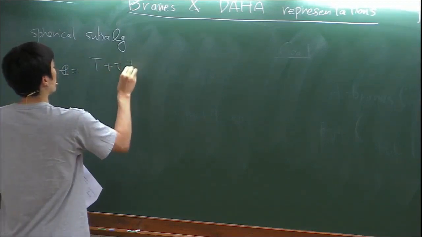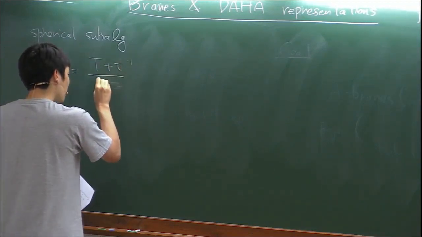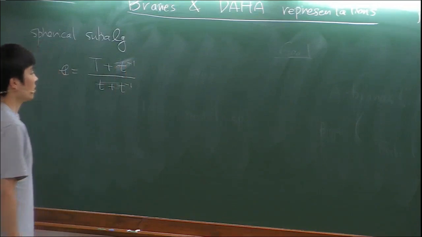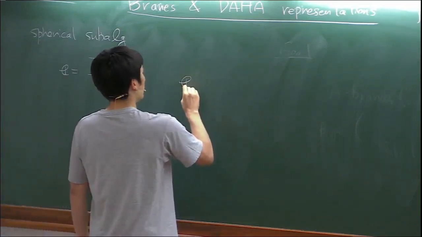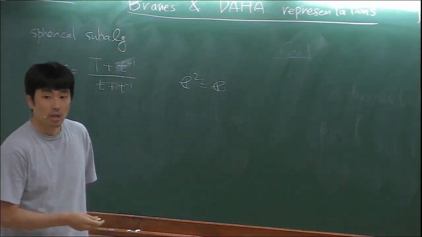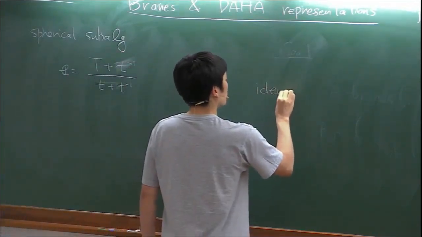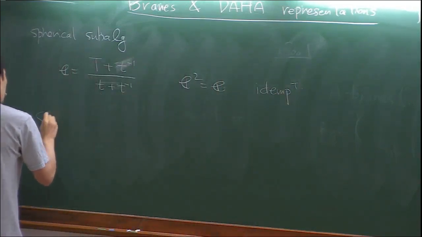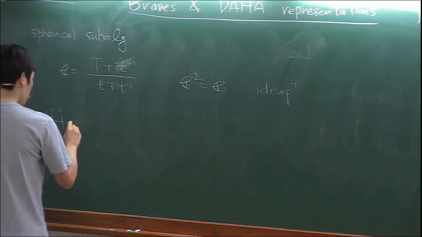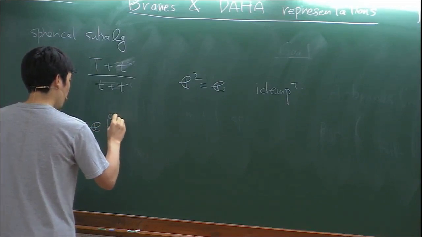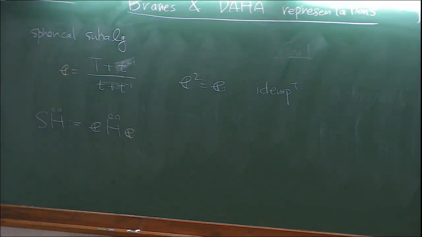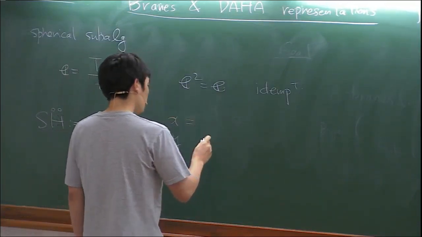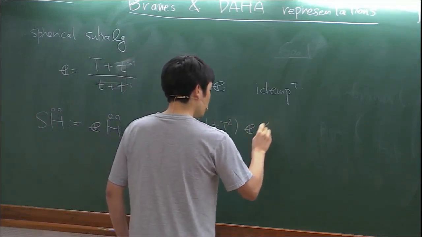I should write very carefully: e is proportional to 1 plus t inverse T. When you use the Hecke relation, e squared is equal to e. It's easy to check, so that's called an idempotent. The spherical subalgebra, which I call SH double dot, is defined by sandwiching the Hecke algebra with this idempotent. And it's generated by X, Y, and Z, with the prefactor 1 plus T squared.